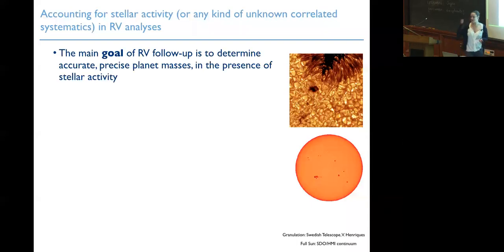So just to remind ourselves what the main goal of our endeavor here is, why are we so focused on getting all these super precise radial velocity observations? And that's because we want to measure precise and accurate masses for our planets so that we can characterize them.